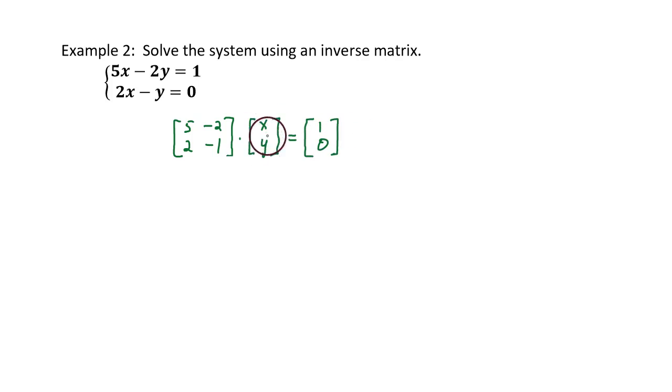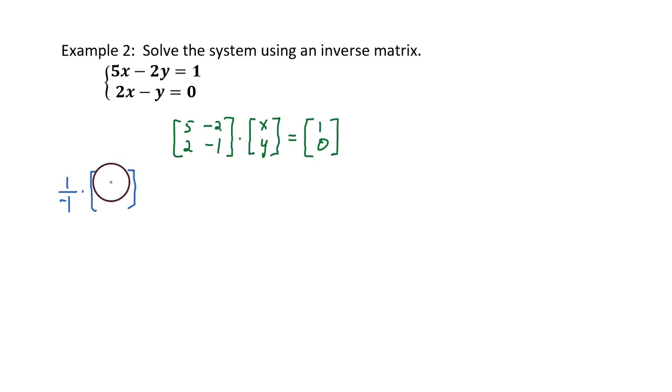To get x and y alone, we need to remove this coefficients matrix. And to do that, we're going to multiply by its inverse. So on the left side, let's find that inverse. 1 over its determinant. 5 times -1 is -5 minus -4. And that makes -1.